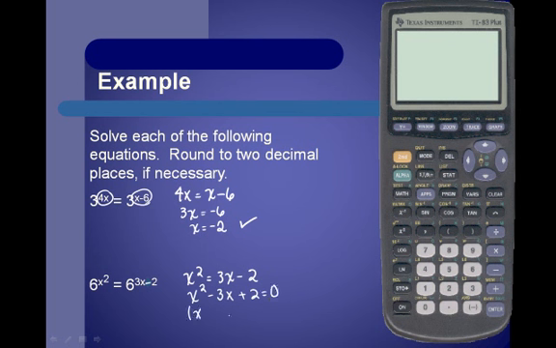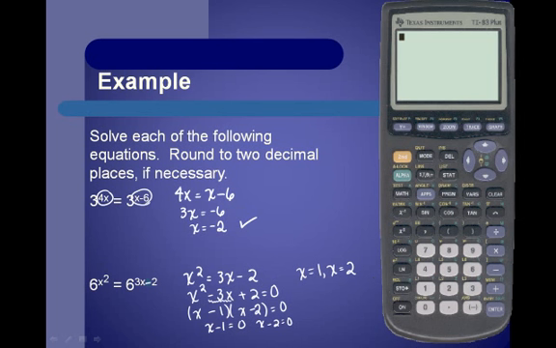Now this one will factor. First two have to multiply to give you x squared. Last two have to multiply to give you 2. It's a positive 2, so they're either both positive or both negative. The outers and inners have to combine to give you a negative 3x. That means they both have to be negative. So when we set each of these factors equal to 0, we get x is equal to 1 and x is equal to 2. Then you need to check it.